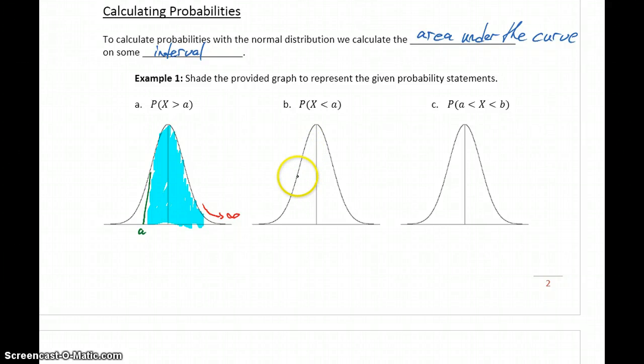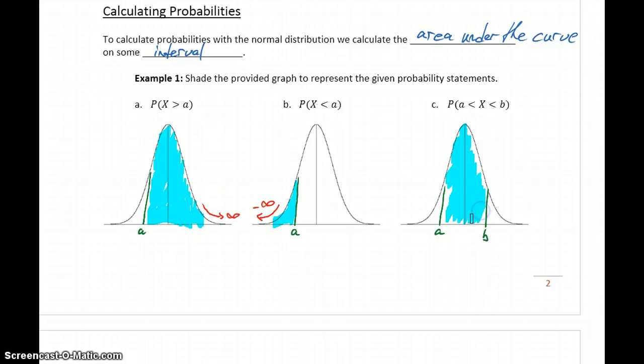If we want to find the probability that x is less than A, then we'd be looking to calculate the area under the curve to the left of A. And again, that shaded region just continues forever since this curve is headed off to negative infinity. And if we want to find the probability that x is between A and B, then what we're going to be calculating is the area under the curve between those two different points. So we're going to find the area of that shaded region. In this case, instead of heading off to positive or negative infinity, isolated specifically between those two values, A and B.